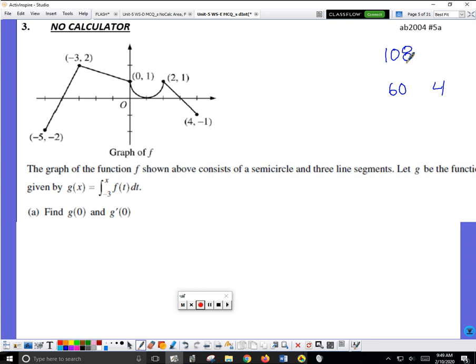Graph of f. Then they give a formula for g. They say find g of 0. So just like problem 1, I just used the formula. So g of 0 is going to equal the integral from -3 to 0 of f of t dt. Questions or anything anyone would like to talk about?